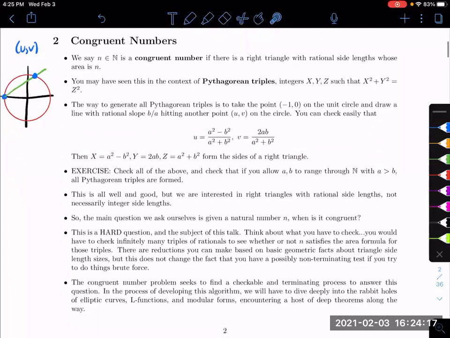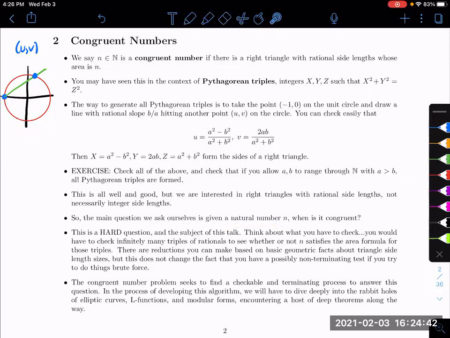The congruent number problem seems slightly more general, but it's actually much harder. We're interested in right triangles with rational side lengths, not necessarily integer side lengths. And so our question is, if I give you a natural number, can you tell me when it's congruent? When is it the area of a right triangle with rational sides?